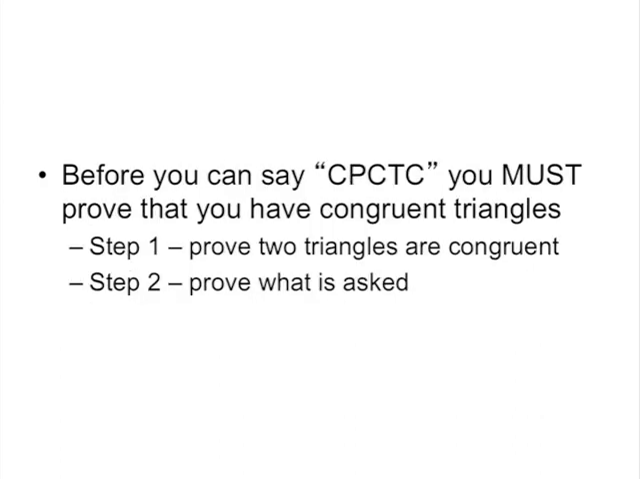So we will have two main steps that we're going to take in our proof. That doesn't mean our proofs are going to be 2 steps. These are like our 2 goals in our proof. We must first prove that 2 triangles are congruent. You cannot say CPCTC, corresponding parts of congruent triangles are congruent, if you don't have congruent triangles. So we have to get ourselves congruent triangles, which is what we've been doing so far up to this point. But then what we're going to do is take it beyond that and prove what's actually asked for.